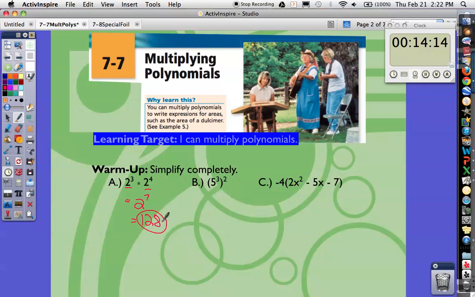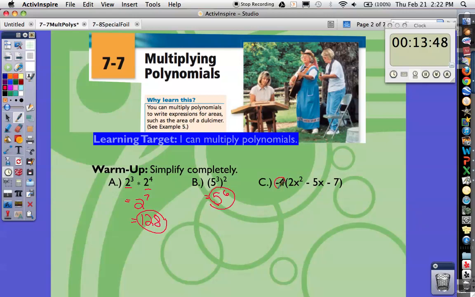On the next one, 5 cubed raised to the second power. We have a power in a power, so we multiply the exponents. 5 to the 6th. You know what? You could leave this like this. If you knew it, you could finish simplifying that and evaluate it. But if you don't have a calculator for class, which I normally don't let you use, that's as far as I would take it.